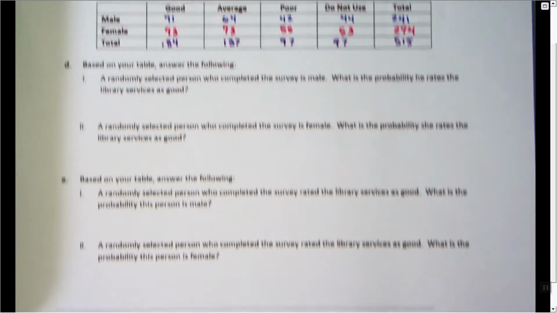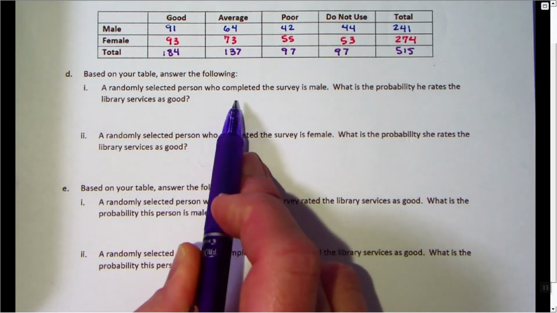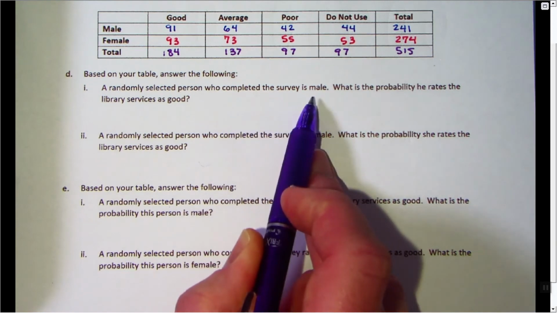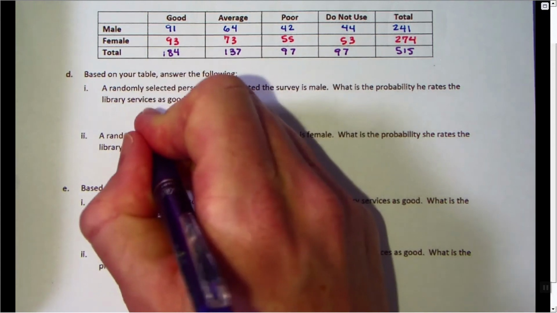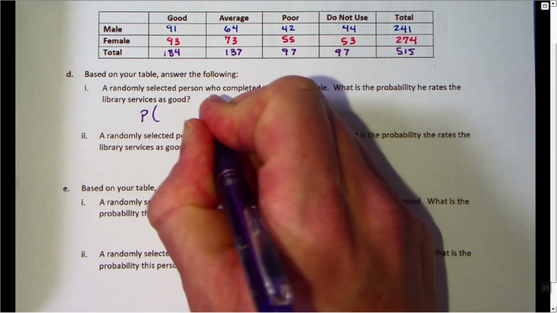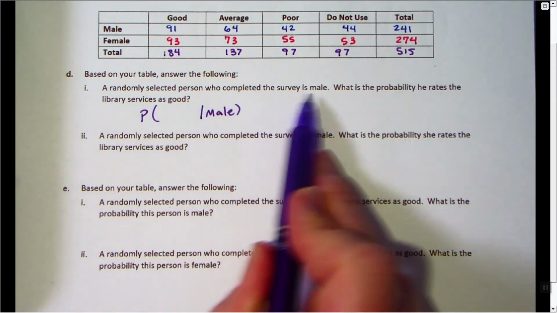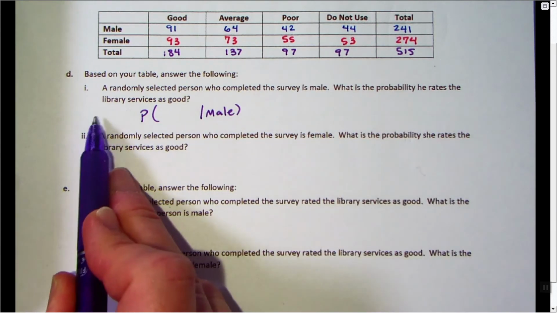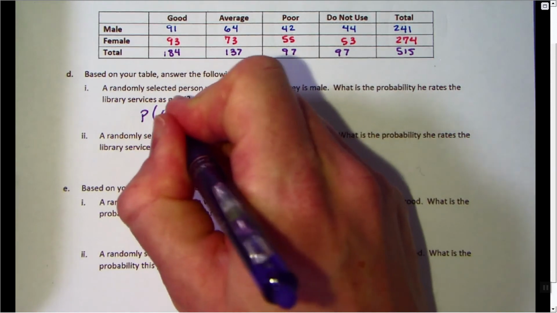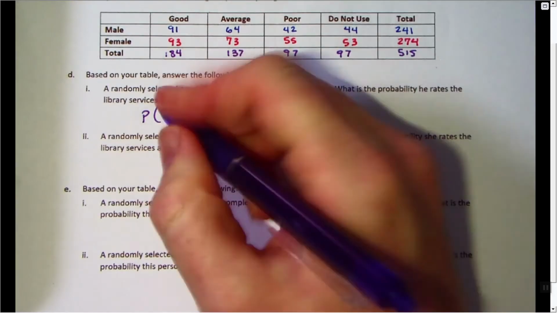Based on the table, a randomly selected person who completed the survey is male. Although it doesn't say the word given, this is basically the probability that something happened given that they're male. So I'm assuming that someone who filled out the survey is male. What is the probability that he rates the library service as good? Given that they're male, what's the chance that they rate the service as good?